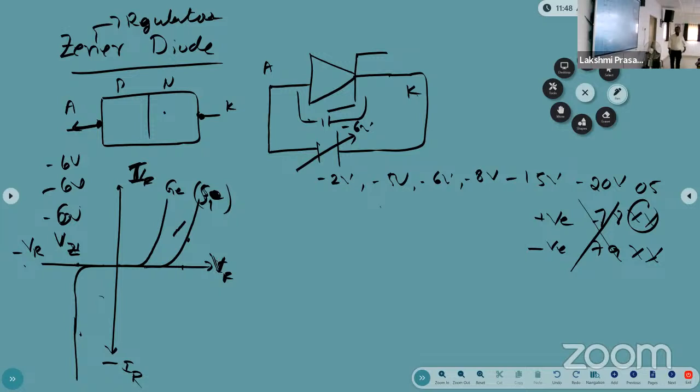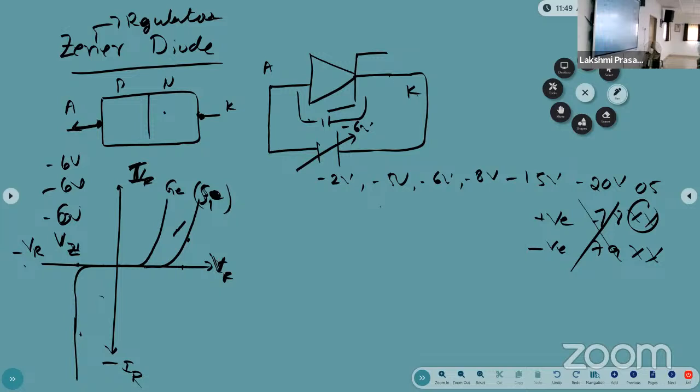Next, how many terminals are there in the PN junction diode? 2 terminals. What are the 2? Anode and cathode. The 2 terminals are named as anode and cathode. And the Zener diode, how many terminals are there? 2 terminals. That is also the same, anode and cathode.